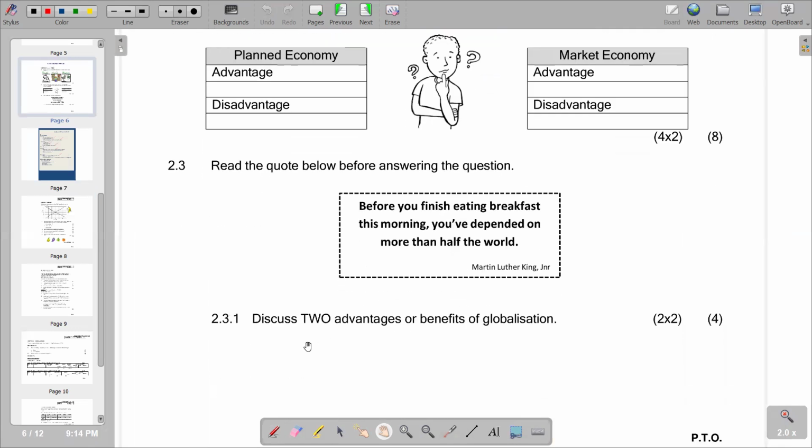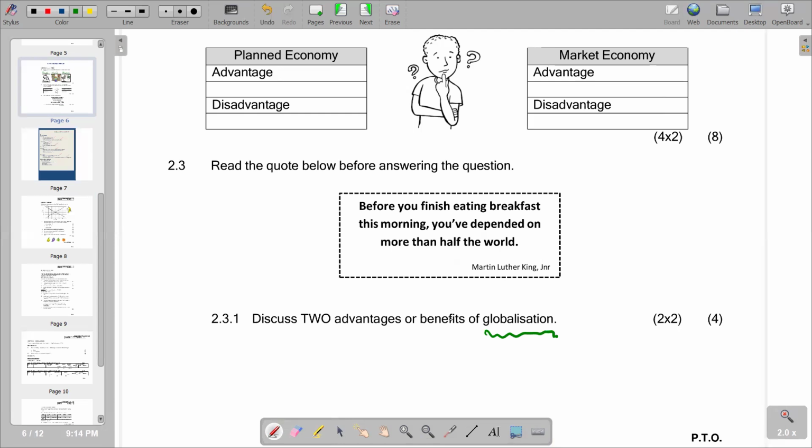And then 2.3.1, discuss two advantages or benefits of globalization. So maybe obviously we need to understand what exactly we mean by globalization. But we know that globalization is the process by which ideas and knowledge, information, goods and services spread around the world. So basically we are saying the interaction that takes place between a country and other countries is globalization.